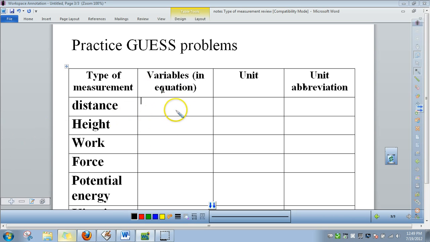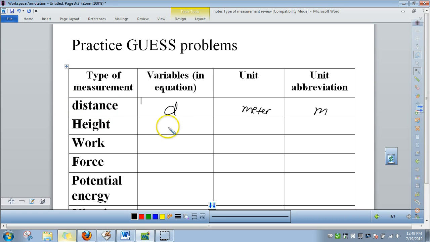So distance is one of the variables that you might see as a type of measurement for these problems. Distance, if you see that in an equation, the variable is going to be lowercase d. The unit for distance is meters, and the abbreviation for meters is lowercase m. So if you see something like 25m, you know it's 25 meters, you can come back here and remember, okay, 25 meters is a distance.